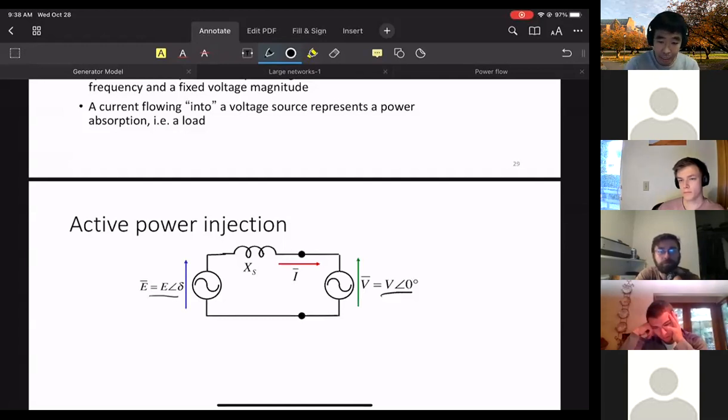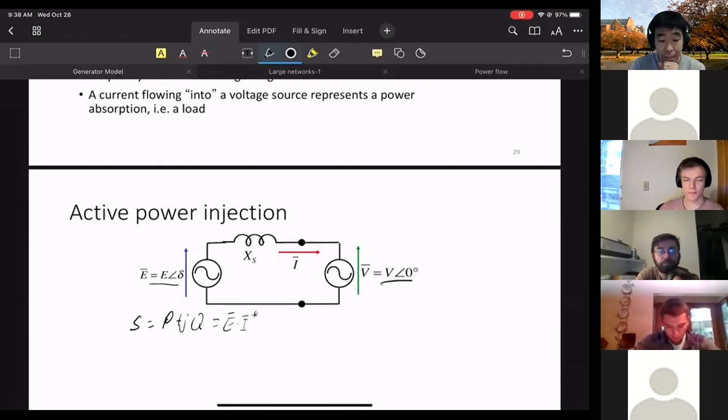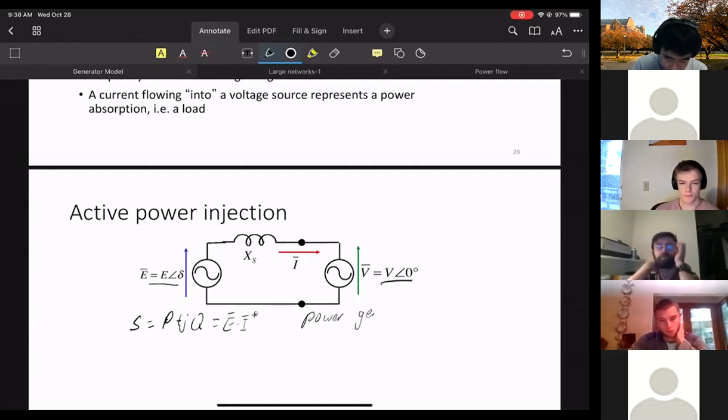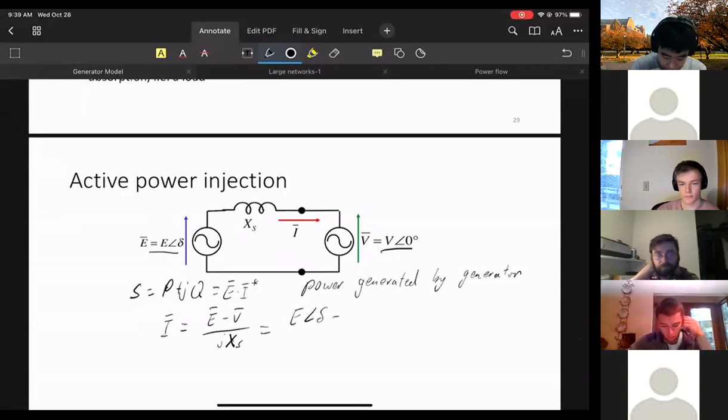If we do the power calculations, let's see what happens. The complex power is P plus jQ. This is E, the voltage phasor, times the current phasor conjugate. This is the power generated by the generator, how much power the generator generates. This is voltage times the current, where the current is the voltage difference divided by the synchronous reactance in the system. So if you do this calculation, this is E angle delta minus V angle zero, over jXS.